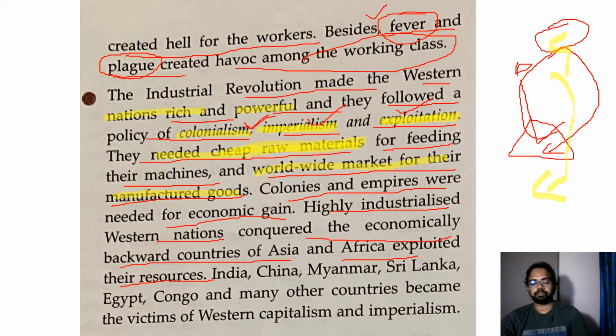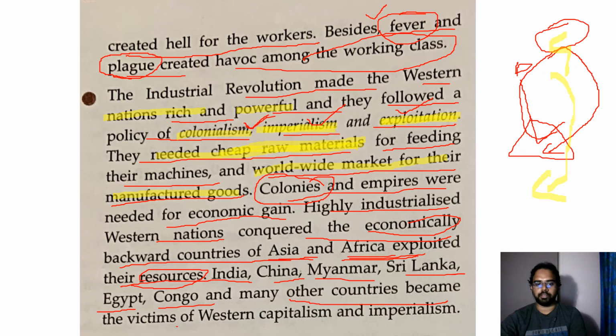So what they did, they went and occupied through war or many other ways. As they were rich and powerful, they went around the world and occupied certain places and called them their colonies. And economically, by this time, some countries of Asia and Africa were very poor. So they went to Asian and African countries and exploited the resources of those nations. India, China, Myanmar, Sri Lanka, Egypt, Congo, and many other countries became the victims of Western capitalism and imperialism.